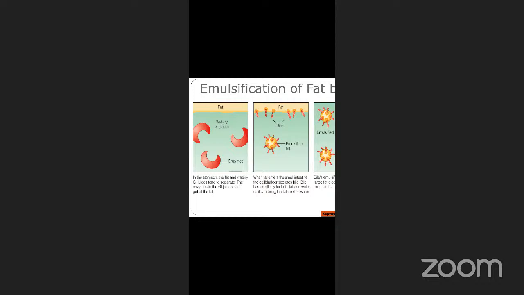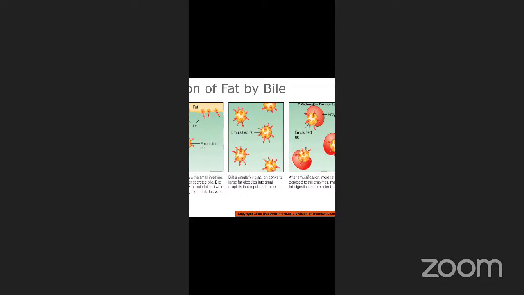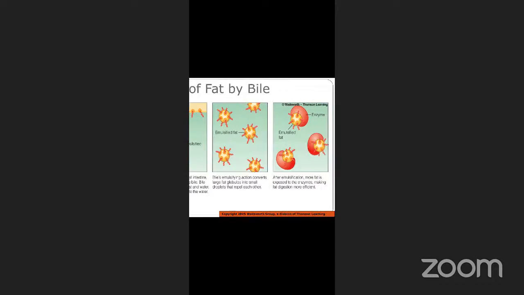all these fat molecules. When fat enters the small intestine, the gallbladder secretes the bile. This bile has affinity for both fat as well as water molecules. So they bring together all fat molecules and emulsification takes place. Now this bile emulsification converts the large fat globules into small droplets that repel each other. Now this emulsified fat will be caught by the enzymes, and each fat molecule will be digested by these enzymes, which are lipases. Okay, this is emulsification of fat.